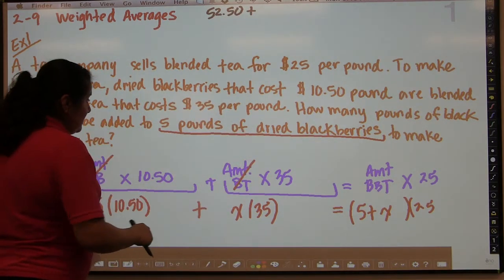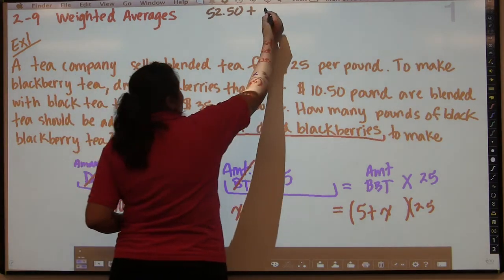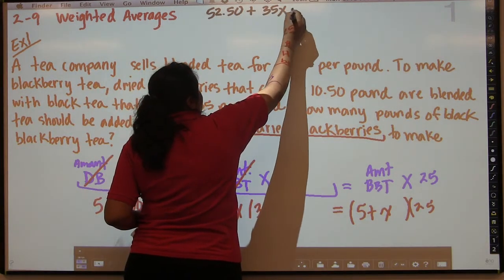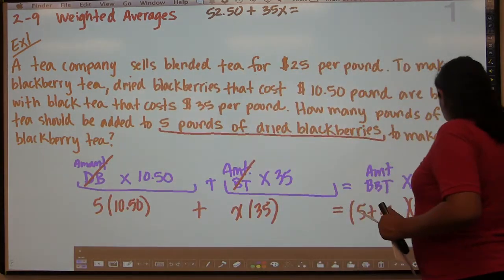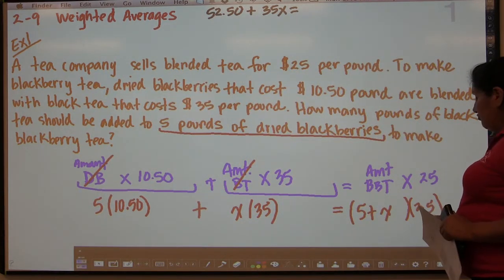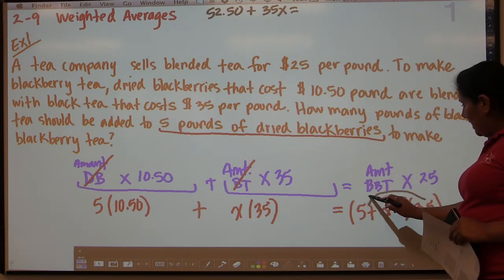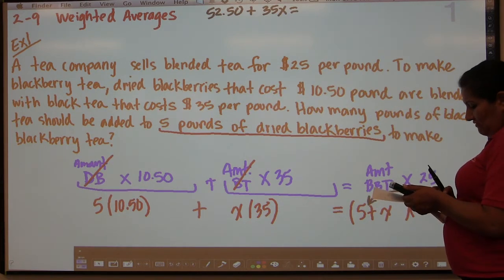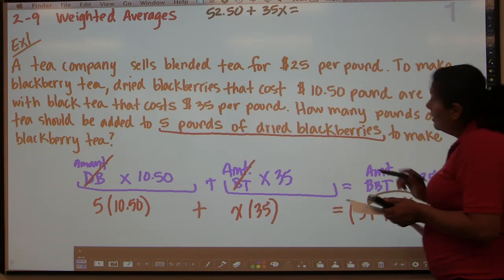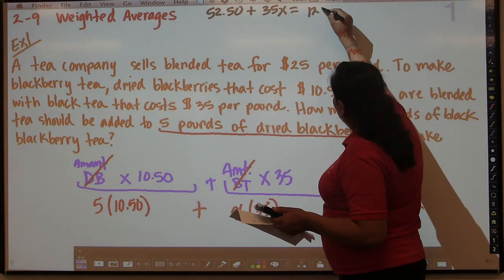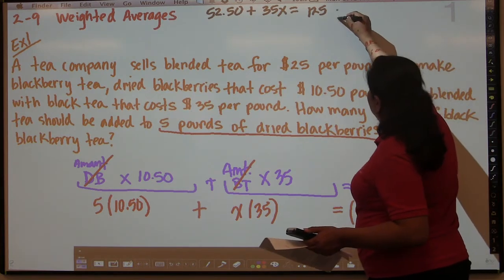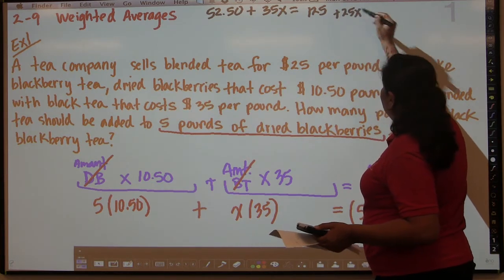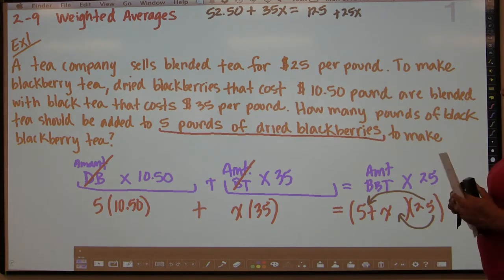I don't have a lot of space. X times 35 is 35x. And then we're going to have 25. And here don't forget that you have to distribute 25 times 5, which is 125. So it's going to equal 125. And then plus 25 times x, which is plus 25x. So this is our equation. Okay? So now we're going to solve for x.